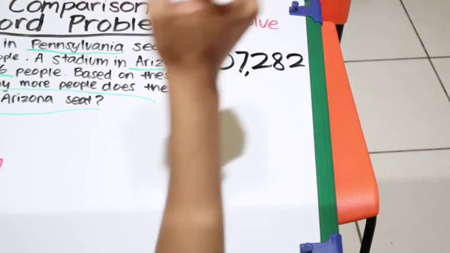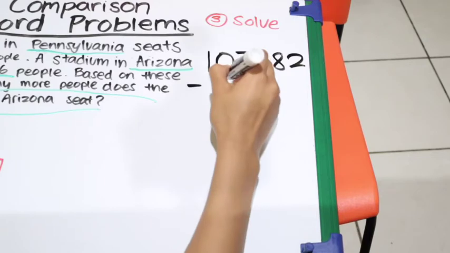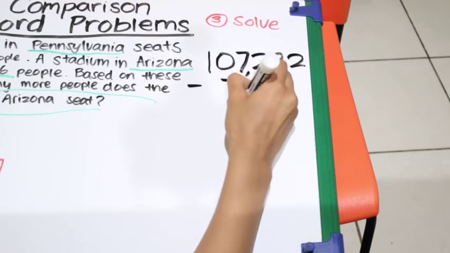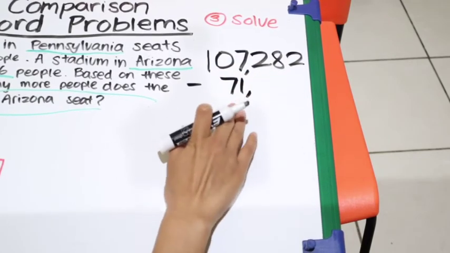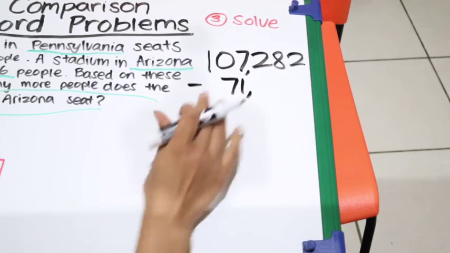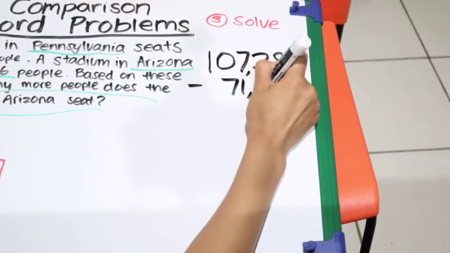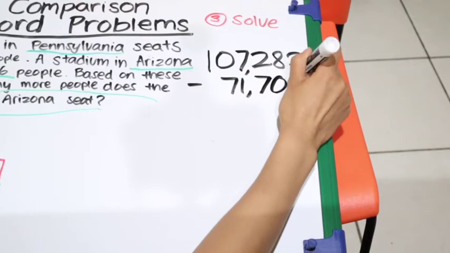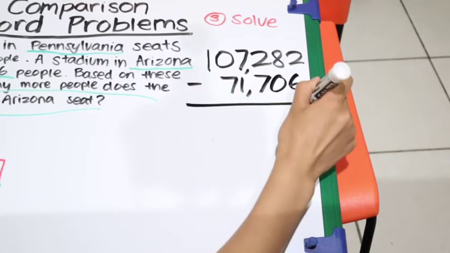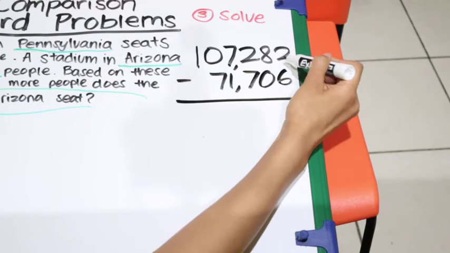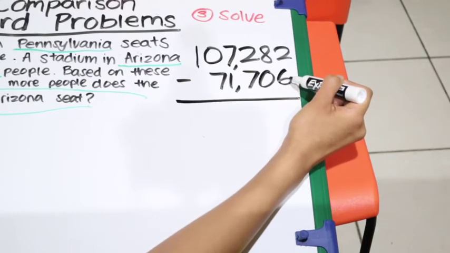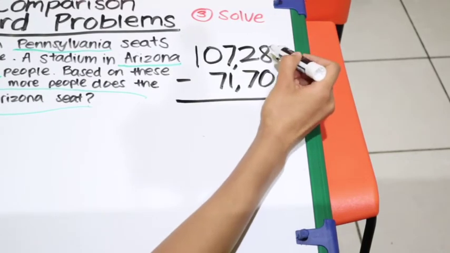107,282 minus 71,706. Okay, this is very important that we line up our commas. We line up all of our place values correctly. Okay, let's get started. 2 minus 6. Uh-oh, I can't do that. So I'm going to talk to my next door neighbor.